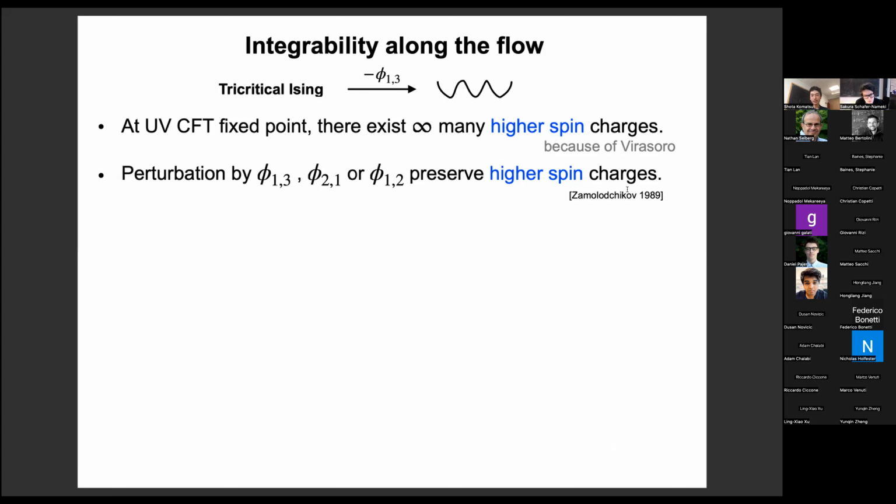And it was shown by Zamolodchikov that perturbation of this CFT by phi 1,3 or phi 2,1 or phi 1,2 all preserve these mutually commuting higher spin charges. This is basically a straightforward exercise of checking which of these operators commute with these higher spin charges.